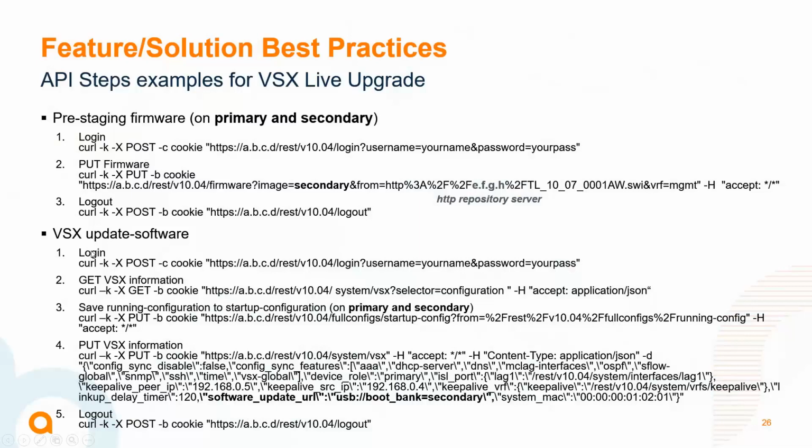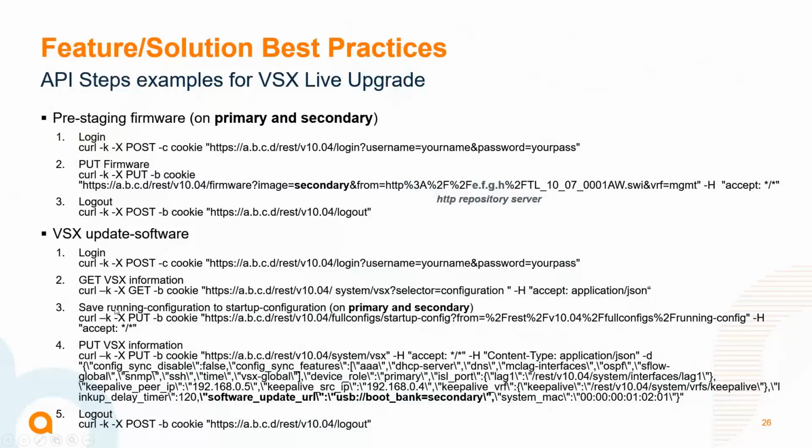Then you log out. After that pre-stage, anytime later, we can do the update software by logging in, then getting the information of VS6 that is required in order to do the put. So we extract the JSON information. Here I've got the selector being configuration, but remember that would be writable for 10.4. As a matter of fact, this specific URL and VS6 API call is the same for configuration and writable. That's why I use configuration in this example.